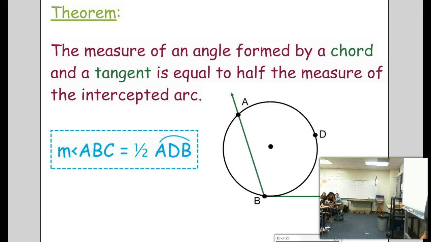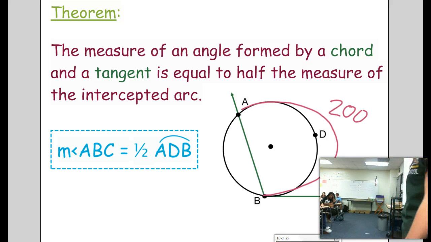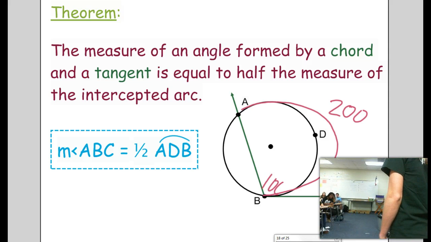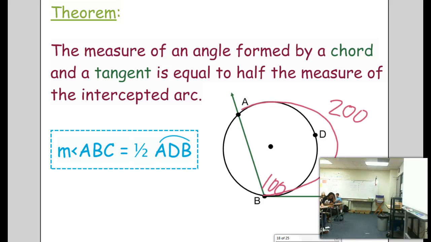Why are you judging that line? Stop judging me. So if this arc is 200, then that angle would be 400? 400 isn't even an angle measure in this class. Good job, Kendall. Thank you. You're welcome. The angle is half the arc.